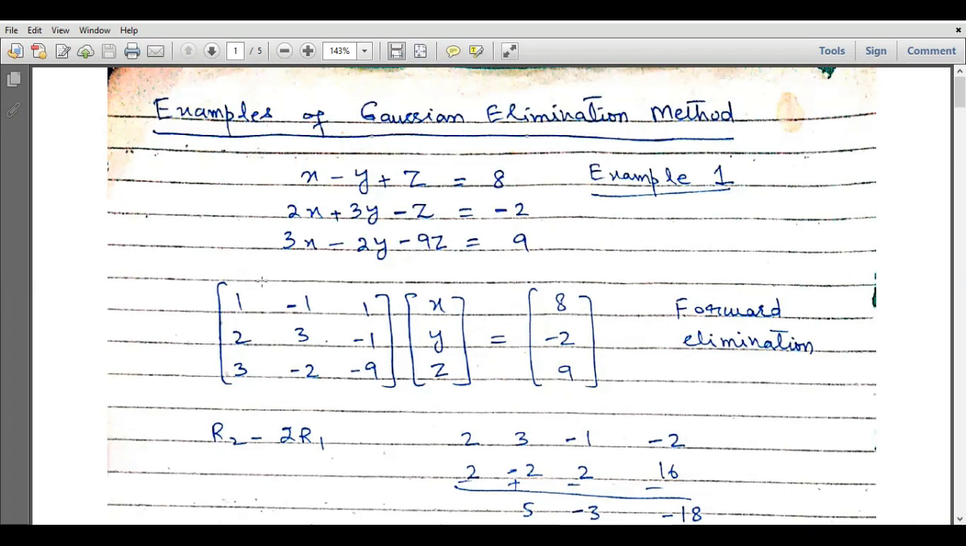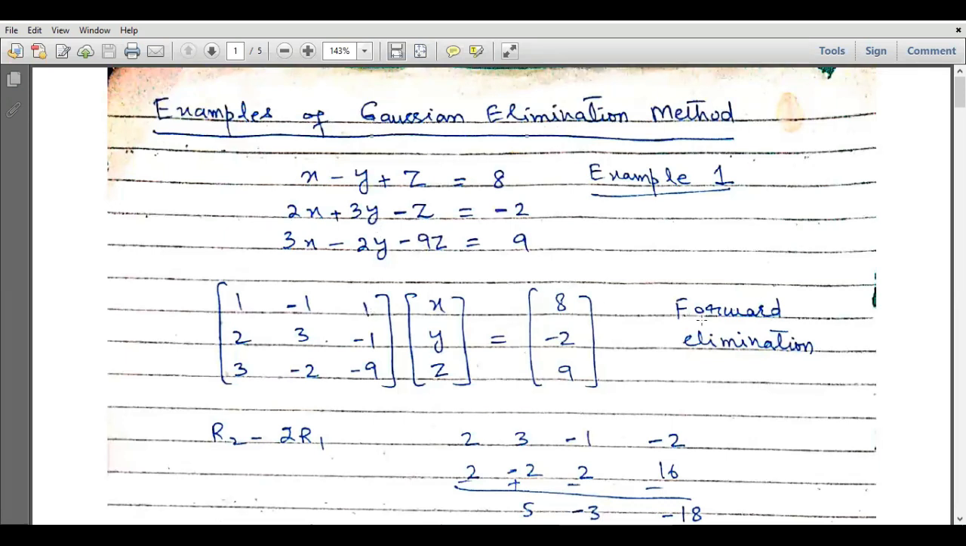In this lecture, I will discuss some examples, and in these examples, I will be using the Gaussian elimination method to solve simultaneous equations of third order. Okay, so it is a 3 by 3 system in which we have three unknown variables x, y, and z, and we have three equations, and the solution of this system has to be evaluated using the Gaussian elimination method.